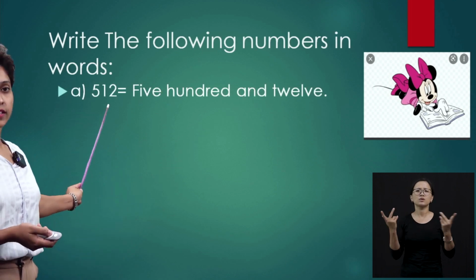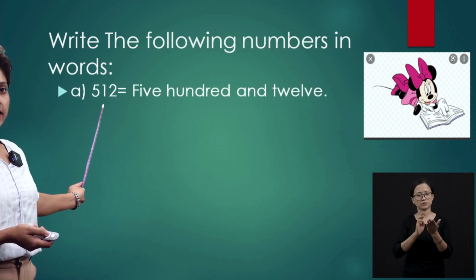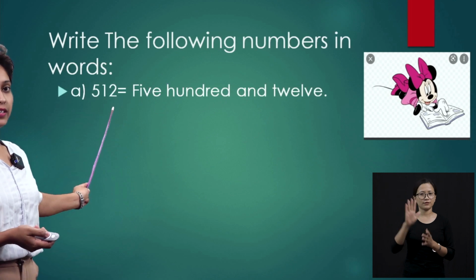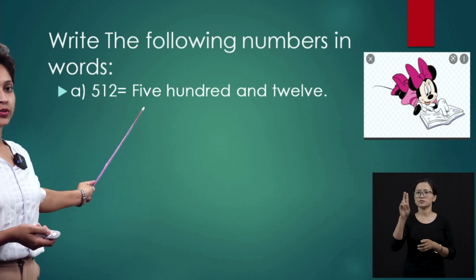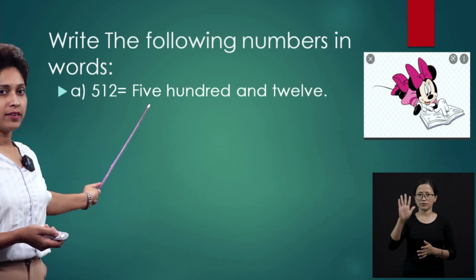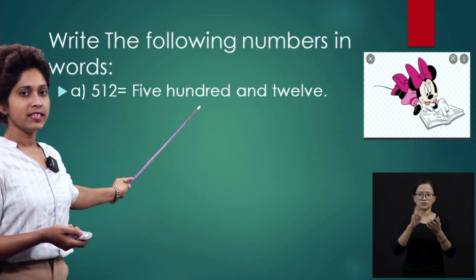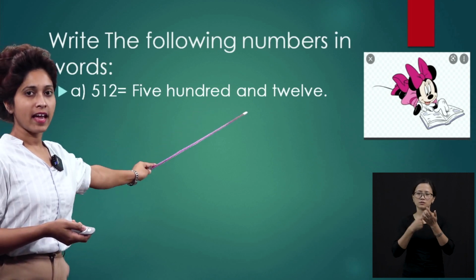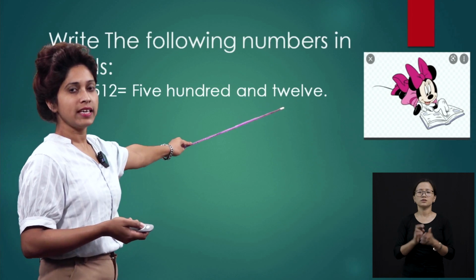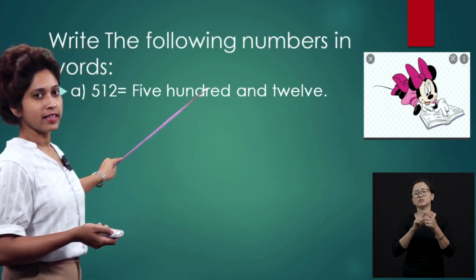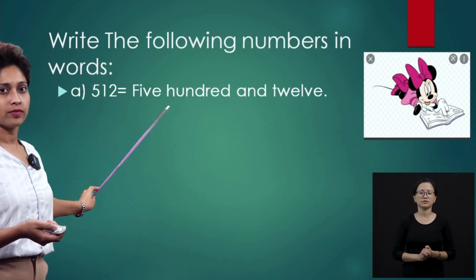The first number here is 512, right? So you need to write 5, F-I-V-E, five, H-U-N-D-R-E-D, hundred, and T-W-E-L-V-E, twelve. That is 512, right?